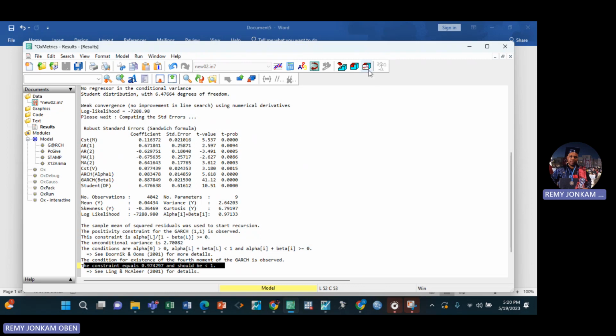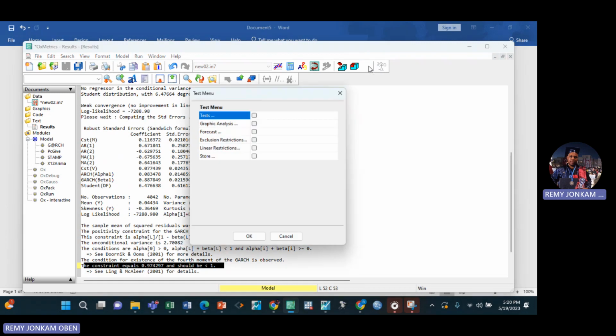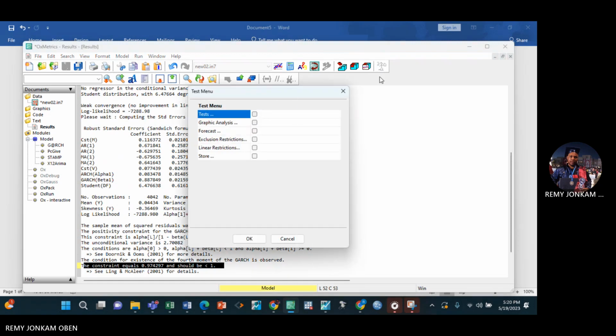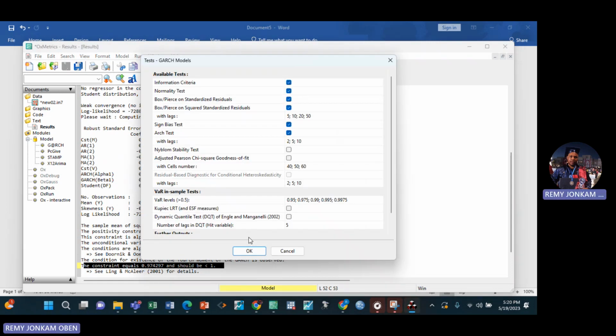So what we can do is we can come to test. That is, we'll click this test icon. We'll tick this box for test, and then we'll click OK. Then we'll check again the results, the diagnostics. So you can tick the ones you want. For instance, we can use normality, we can use Box-Pierce on standardized residuals. We can tick these ones. I don't think we need this sign bias test. Of course, we need ARCH tests. I think that's all we need.